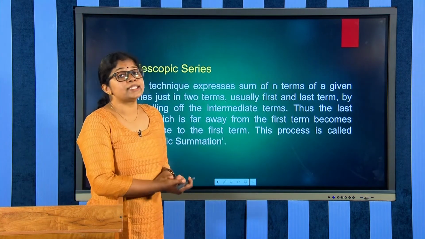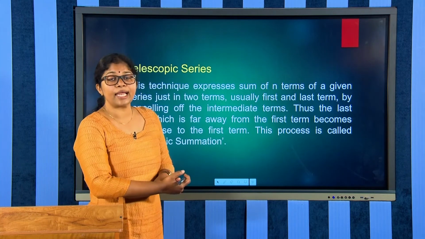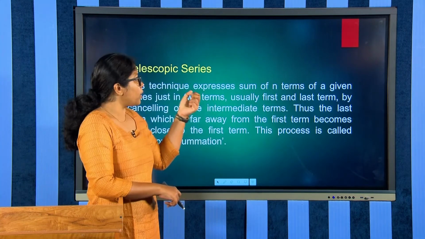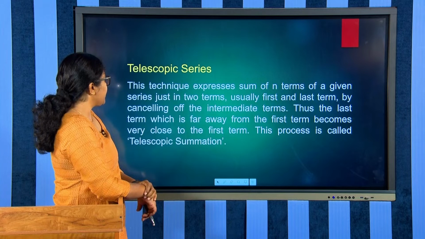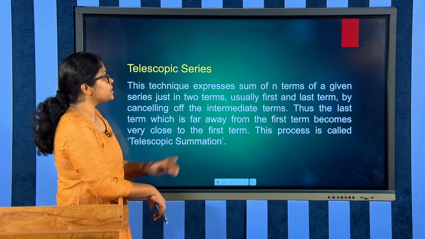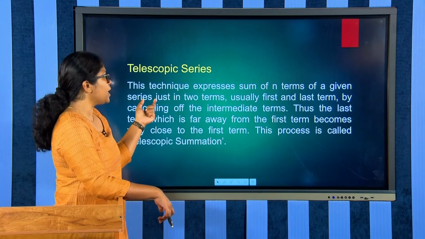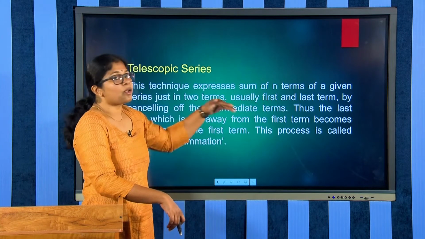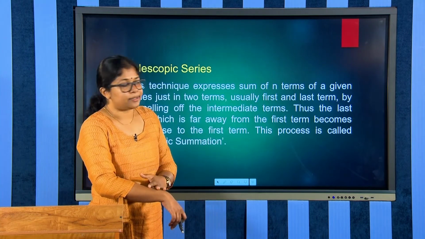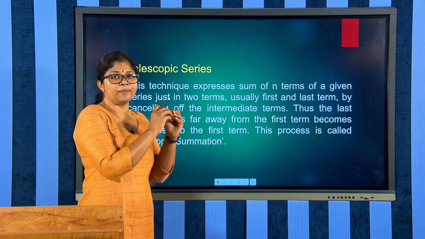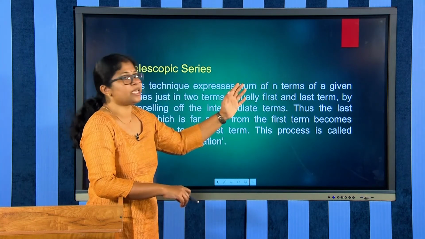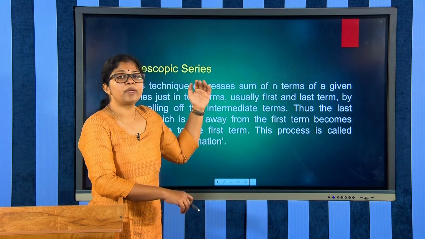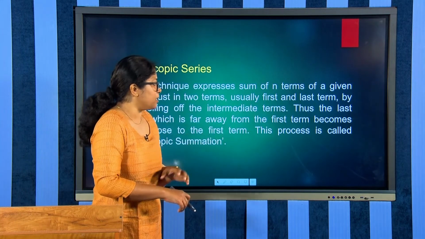Now the next important series which we have to keep in mind is called telescopic series. So what is known as telescopic series, or how is telescopic series obtained? This technique expresses the sum of n terms of a given series in just 2 terms, and usually it is the first and the last term, and all the intermediate terms are getting cancelled. So we will use some technique so that we can write the sum to n terms in a particular way, so that all the intermediate terms are getting cancelled. You will be getting only the first and the last term.